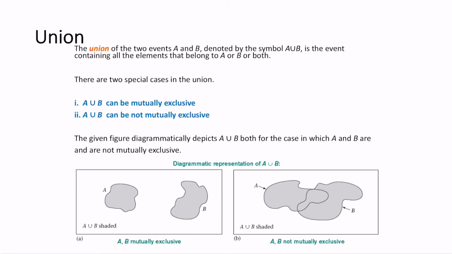So let's talk about union. We already talked about union before. Union here represents that whenever you have two events A and B, we write it as A union B. It is the event that contains all the elements belonging to A or B or both. So A union B is also written as A or B. Both of them mean the same, but they generally have the interpretation that we use here.